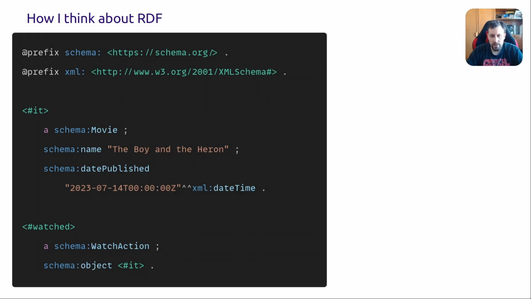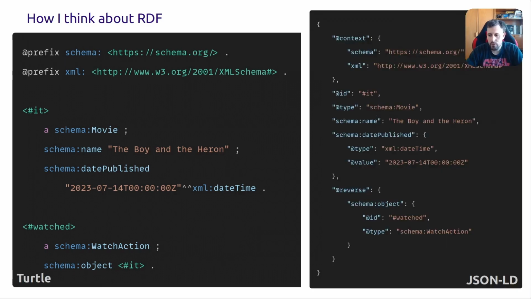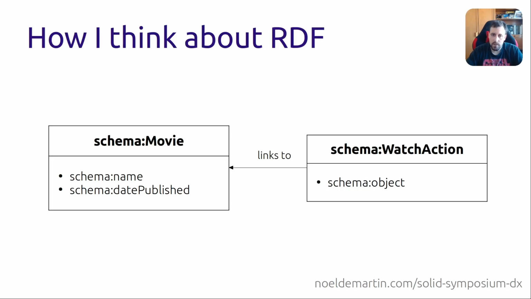So when I look at RDF, for example, in this case we are looking at a Turtle document. We are actually looking at a serialization. So we have a movie with a watch action, but this is in Turtle format. You could also represent the same information using, for example, JSON-LD. But in reality, when I am looking at RDF data, this is what I am thinking about: the abstract schema of the data. So we have a movie with two properties, name and date published.